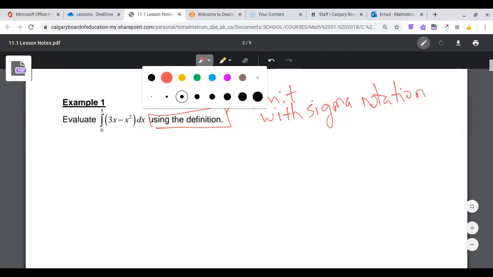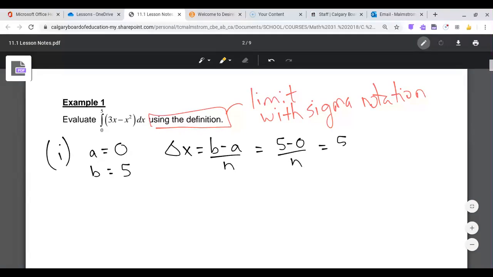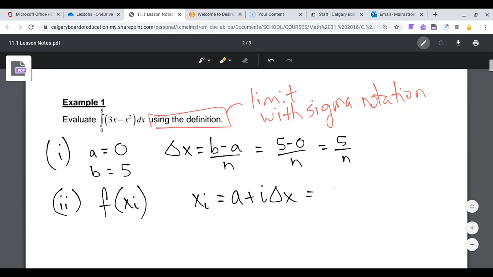So we are going to need to start out with finding all of our information. Okay, so a is my lower limit, 0. b, my upper, 5. The change in x will be b minus a on n. So 5 minus 0 on n, 5 on n. Okay, and then I need to know f of xi. So let's look at xi's little formula: a plus i change in x. So a for us is 0 plus i times the change in x we calculated as 5 on n.